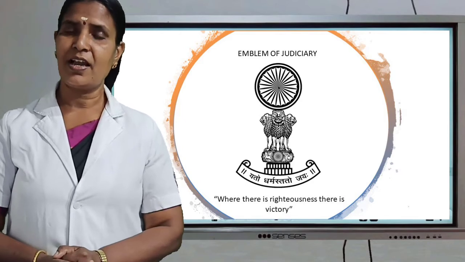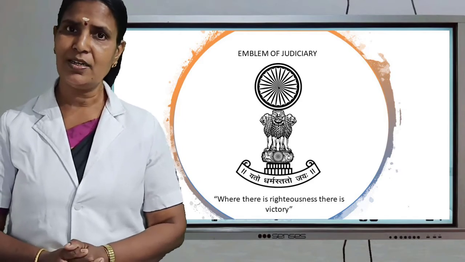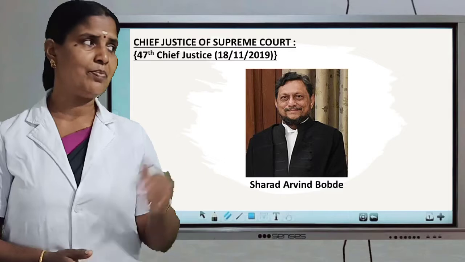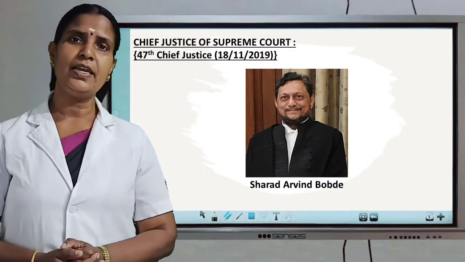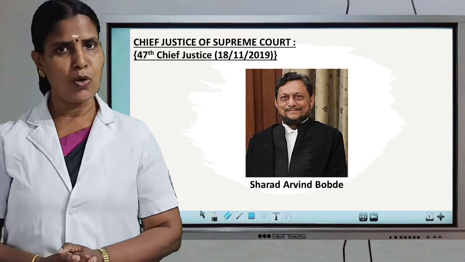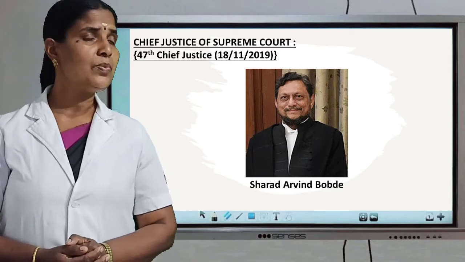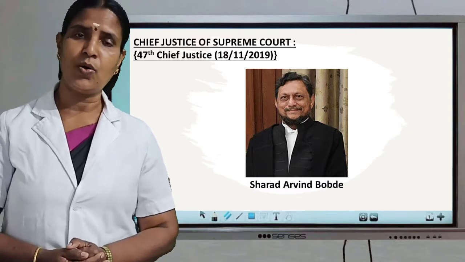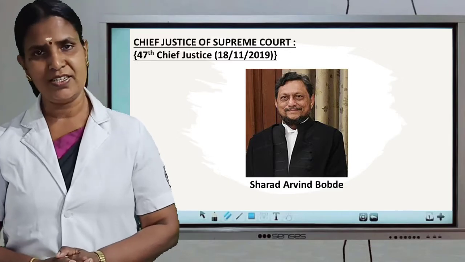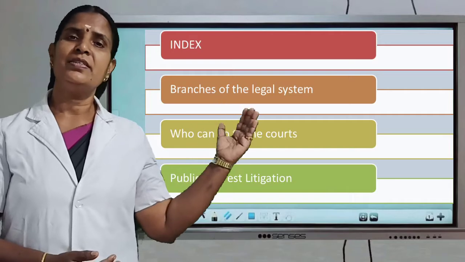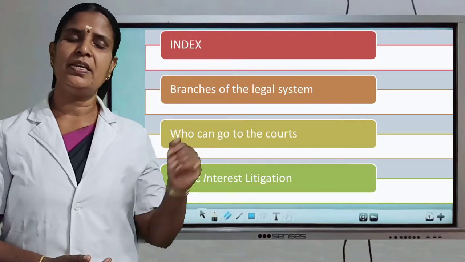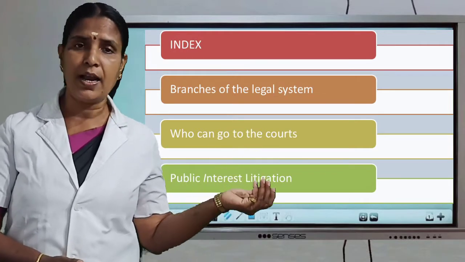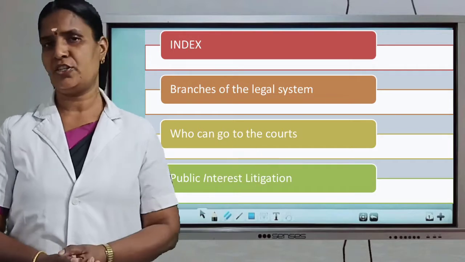In the previous class, I asked one question to you. Do you remember that? Who is the Chief Justice of the Supreme Court? Please see this picture. That is S.A. Bobde, Sharad Arvind Bobde. He was the 47th Chief Justice of India, and he became the Chief Justice of India on 18th November 2019. And today we will discuss the branches of the legal system, who can go to the courts, and what is PIL or public interest litigation.